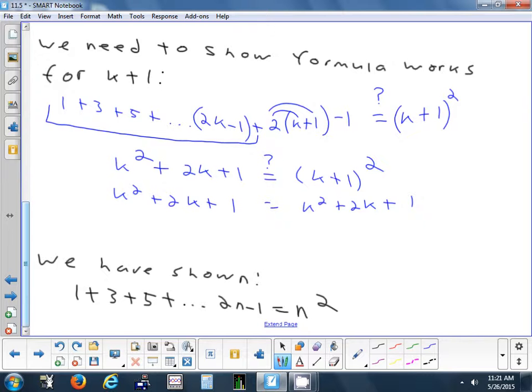Write down we have proved or we have shown, and then just put the original problem. So now we know that our formula not only works up to k, but it'll always work for the one after k, and the one after that, and the one after that. It goes on forever, as high as you want to go. Okay, any questions on that one?